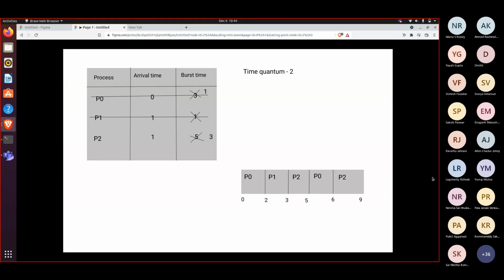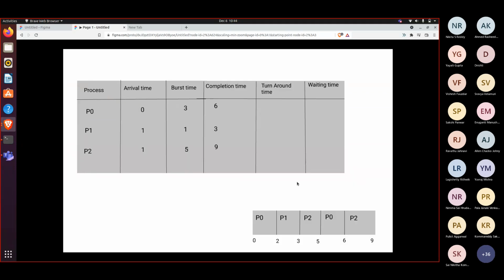So P2 completes the process, and we have the Gantt chart. From the Gantt chart, let us calculate the turnaround time and the waiting time. We have the completion times. P0 completes its process at 6 units, P1 completes at 3, and P2 completes at 9.